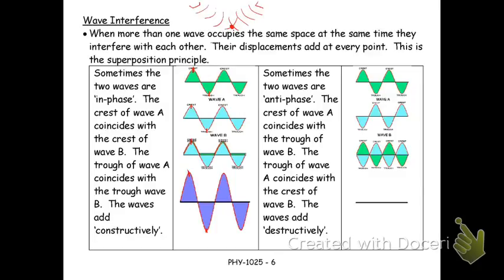But if I go to a place like this, I'm going to draw this a bit more carefully. So I go to a place like that, where I'm getting the compression from one speaker, but I'm between compressions in the other speaker. Then I have a high pressure from one side, and I have a low pressure from the other speaker. And the high and the low cancel. And so I get no sound.